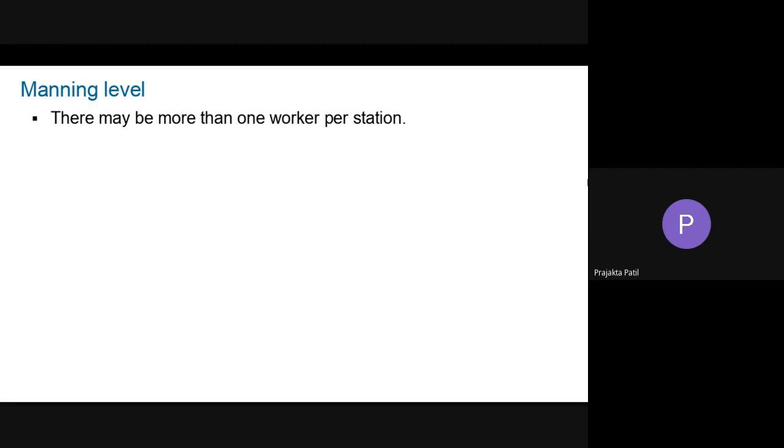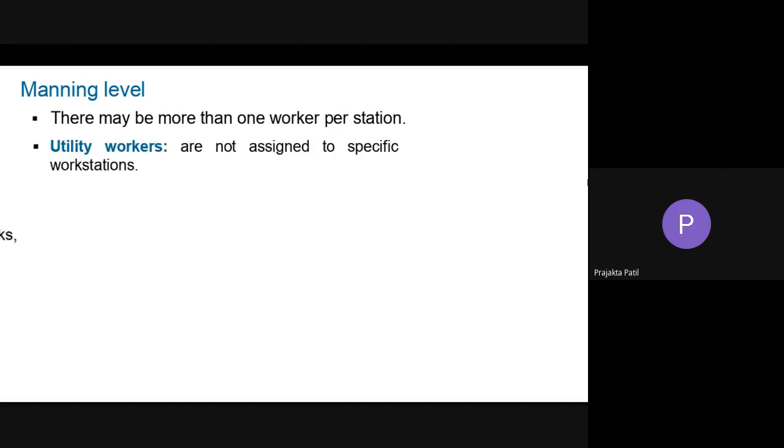So in general, you can understand one thing, that whenever you go for these manual kind of operation, the manning level will be high. Okay, that is the m value will be greater than 1. And suppose if the tasks that are performed at the stations are automated in a way, then the value of m, that is the manning level, will be less than 1.